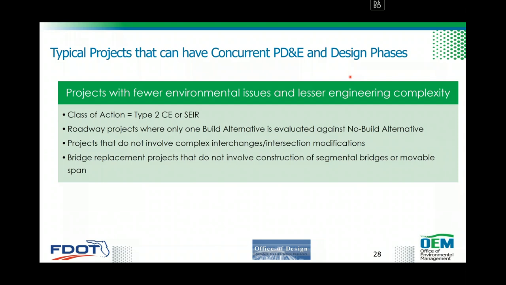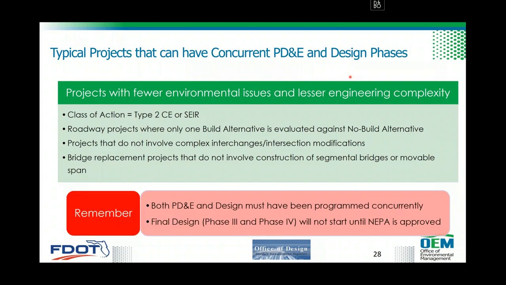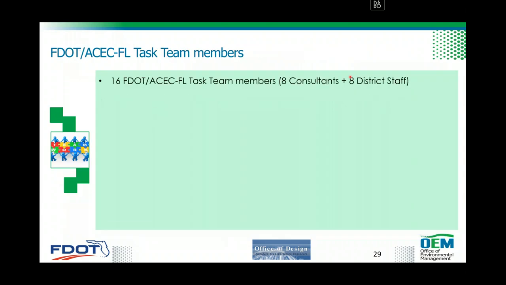If a project is an EA or an EAS, it is also not allowed under this process. As I said earlier, remember, both PD&E and design must have been programmed concurrently the same year. Final design, which is the preparation of phase 3 and phase 4, shall not start until NEPA is approved.